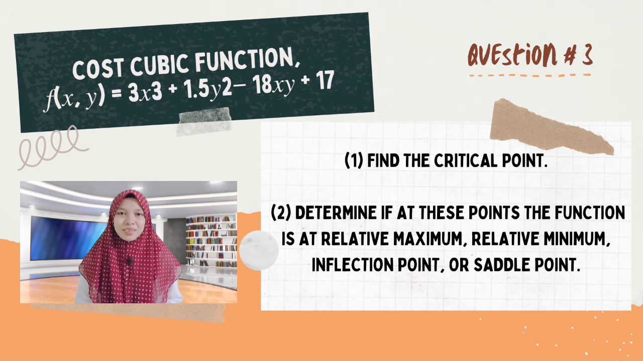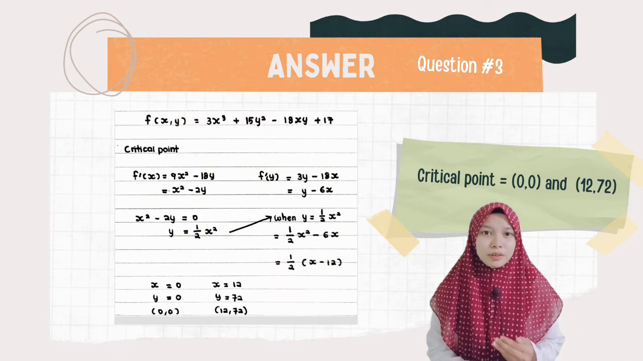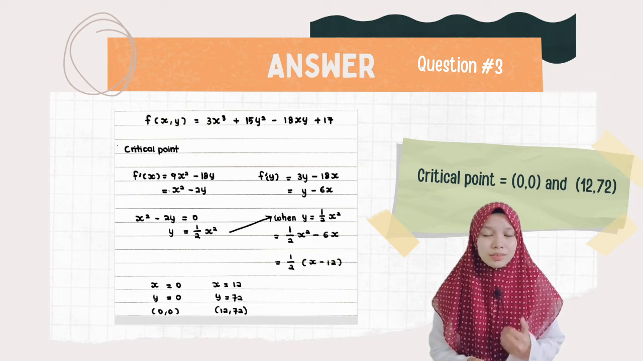Okay, next I will present question 3. In this question, I need to find the critical value and determine whether the point of function f(x,y) equals 3x cubed plus 1.5y squared minus 18xy plus 17 is a relative maximum, relative minimum, inflection point, or saddle point. First of all, we would like to discuss how to find the critical value.